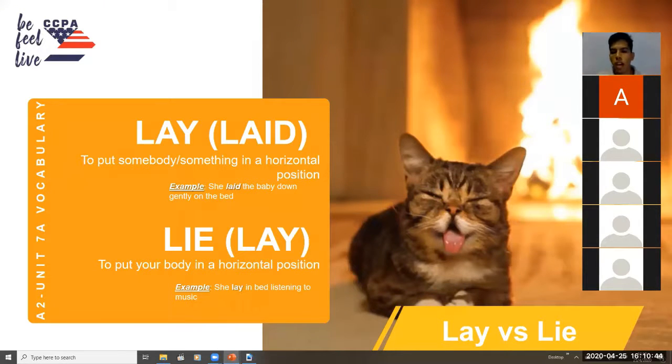So, according to what we have learned, in this picture, the cat is lying or the cat is laying? The cat lays around the fire or the cat lies around the fire? What do you think it is? Let's see. Correct. It is lie. Let's see who got it right. We have Fabio, Ariel, Dara, Alex, Ro. Excellent.